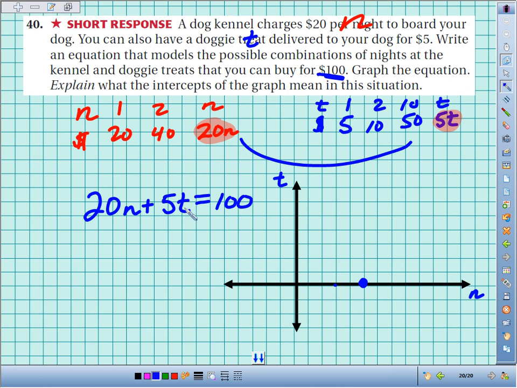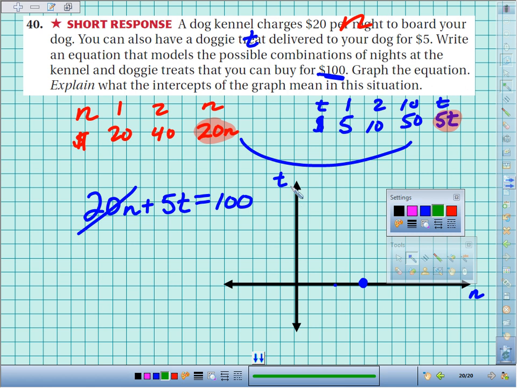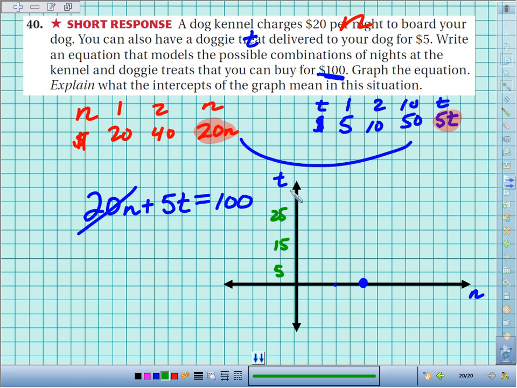My T intercept, well, if I don't let the dog stay overnight, how many treats can I spoil it with? What's 100 divided by 5? It's 20. So my T-intercept is going to be 20. I can't fit 20, so I'm going to have to change my scale. I'm going to go by 5s. There's 5, 10, 15, 20, 25. So we said you can buy up to 20 treats.